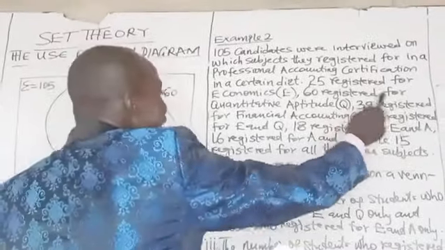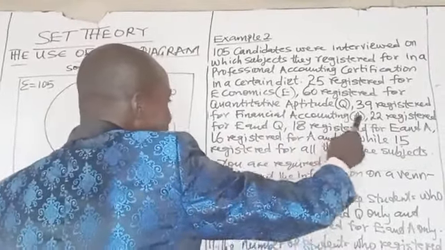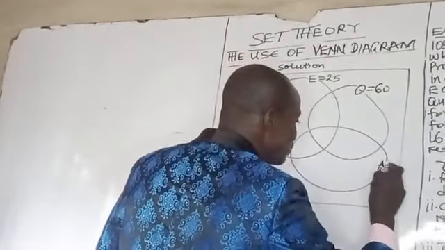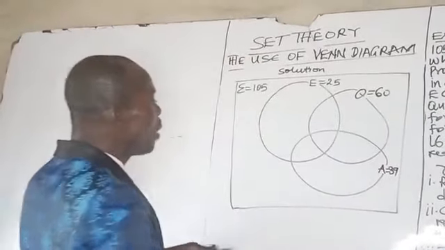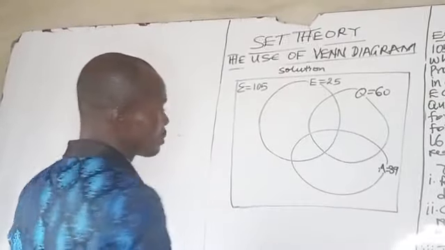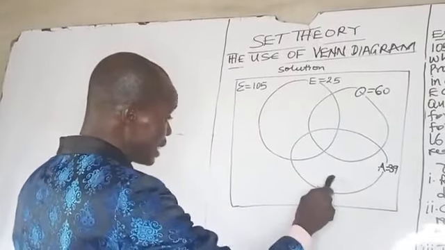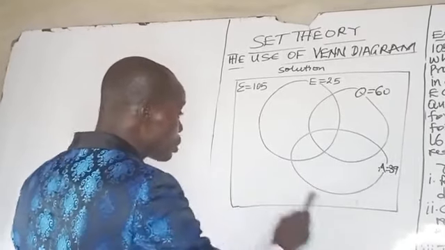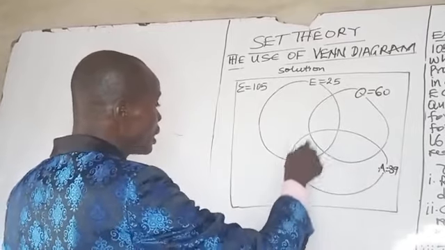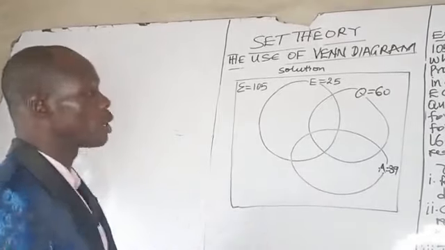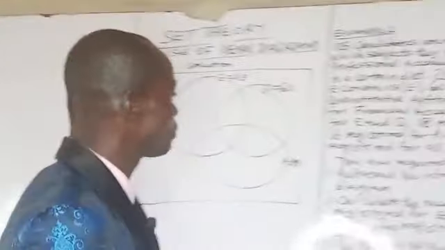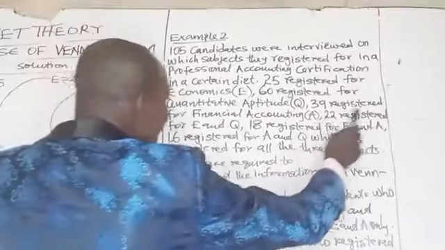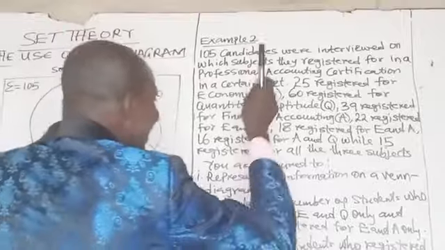Back to the question as well. 39 registered for financial accounting, A. If this place is A, and that is 39, that shows the whole of this circle is 39. But if the word only is there, you can put that 39 here. But since it doesn't contain only, the whole of this circle is 39, which includes this and this. Please take note of that. Back to the question. 22 registered for E and Q.